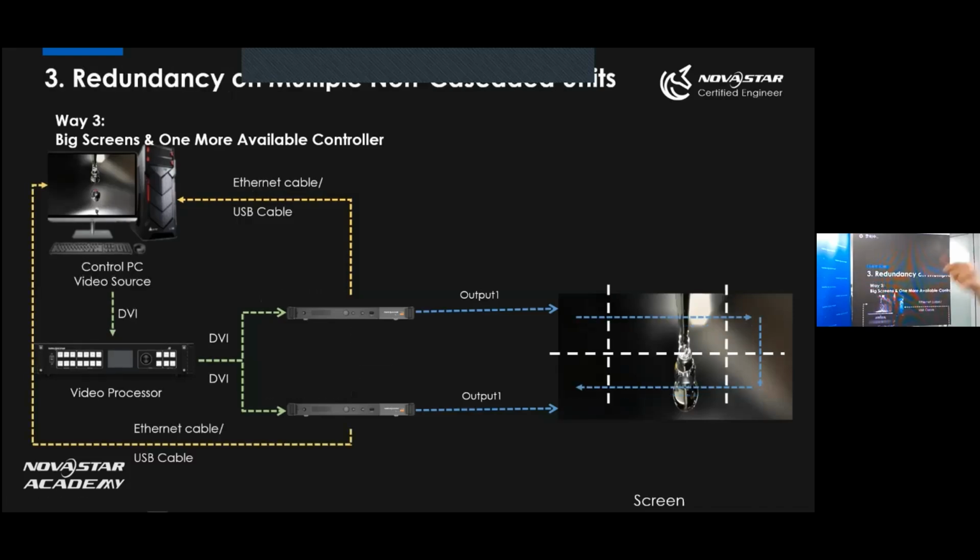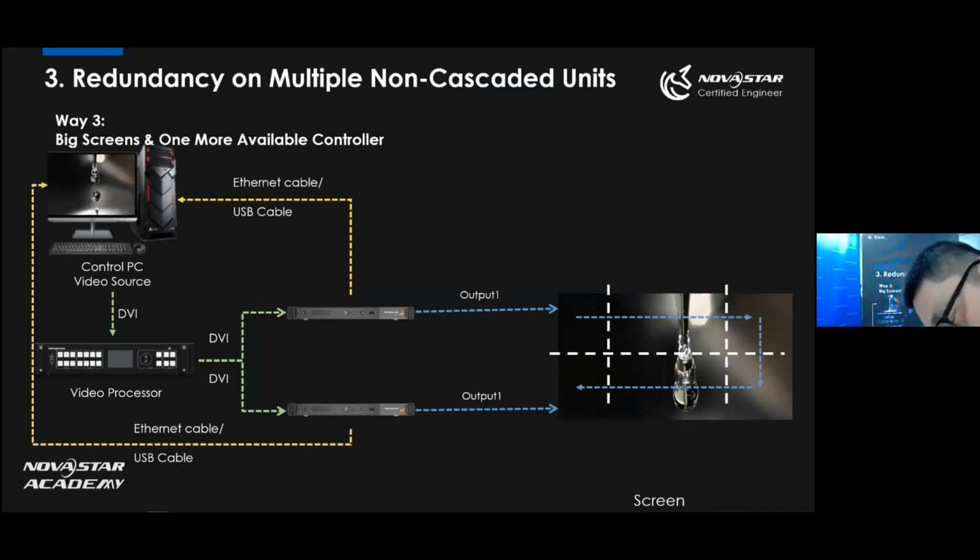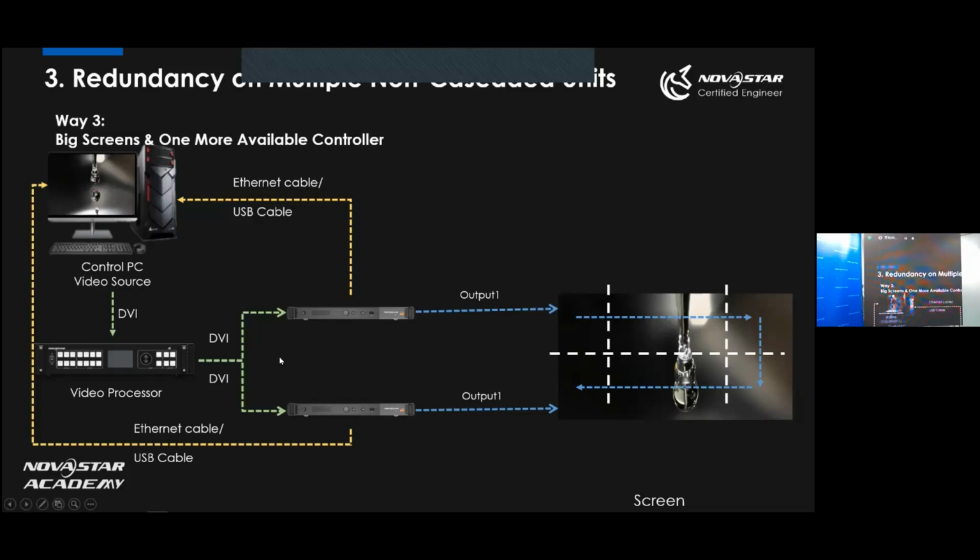Now we will still use two devices. We will still use two sending cards, but we will use two USB cables to connect the control PC with the sending cards separately. So for this one, no cascading between the sending cards. So let's see how we can do the settings.